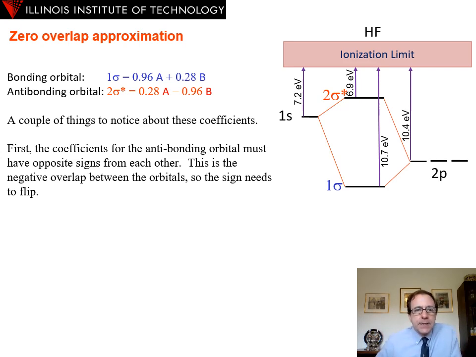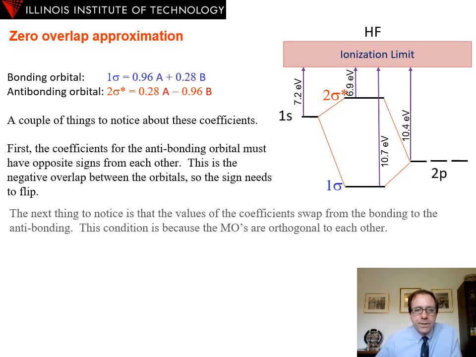Okay, so that's the first thing. Oh, there they are. Sign changes. Next, what else is going on? The next thing to notice is the values of the coefficients swap from the bonding to the anti-bonding. Okay? This condition is because the molecular orbitals are orthogonal to each other.